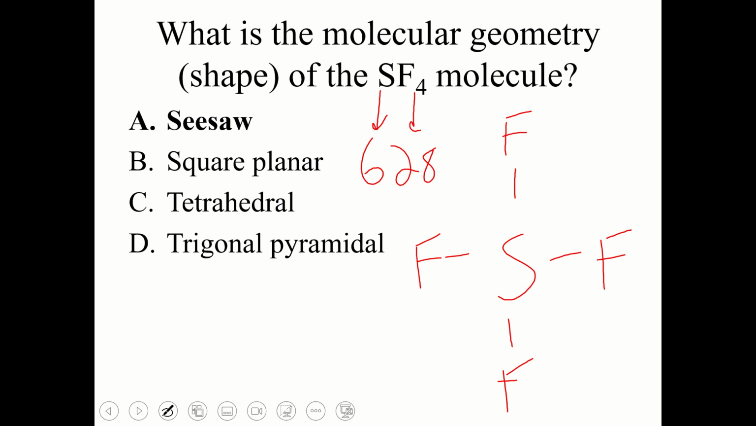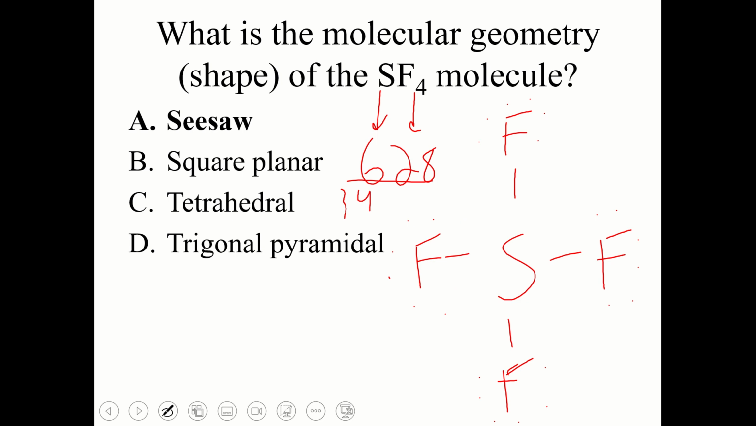Now my next step is to fill in the octets of the terminal atoms. So I'm going to fill in the octets of my fluorine atoms. After I do this, I need to count. How many electrons have I used so far? 1, 2, 3, 4, 5, 6, 7, 8, 9, 10, 11, 12, 13, 14, 15, 16, 17, 18, 19, 20, 21, 22, 23, 24, 25, 26, 27, 28, 29, 30, 31, 32. So I have used 32 electrons. I had 34 at the start, so I've got 2 extra.